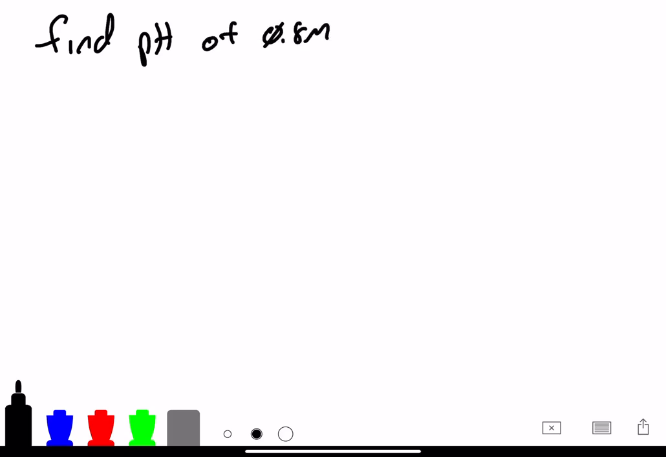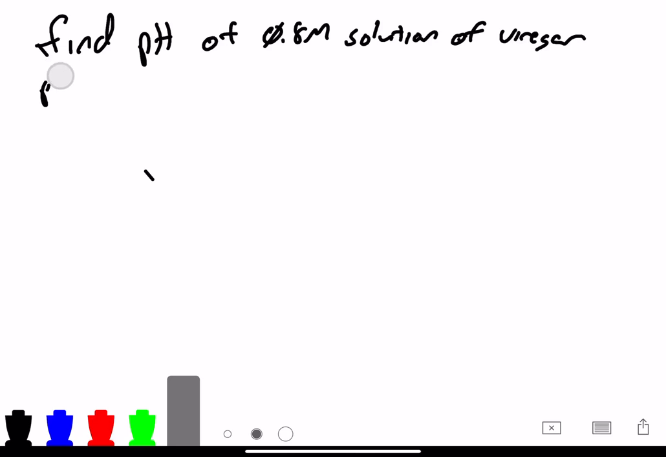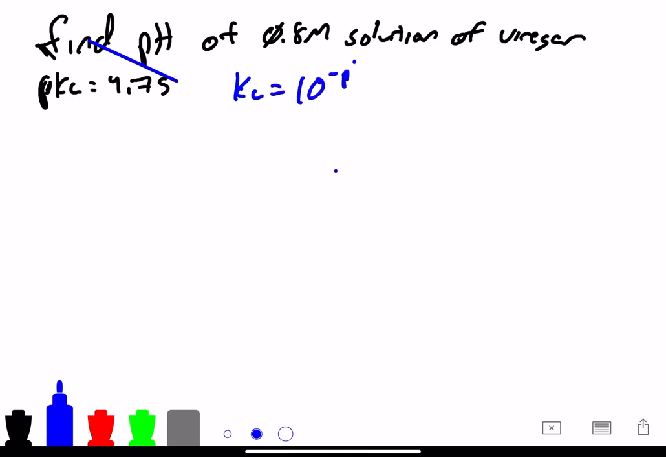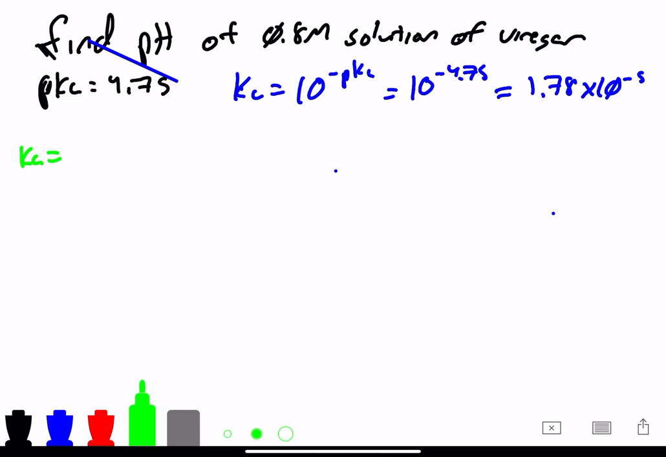So, for example, we're going to find the pH of a 0.8 molar solution of vinegar, and the pKa of vinegar is 4.75. The first thing we need to do is find the Ka. The Ka of vinegar is going to be equal to 10 to the negative pKa, which in this case is 10 to the negative 4.75, which is equal to 1.78 times 10 to the negative fifth. That's our Ka. So now we can write our expression: Ka equals H plus times A minus over HA.